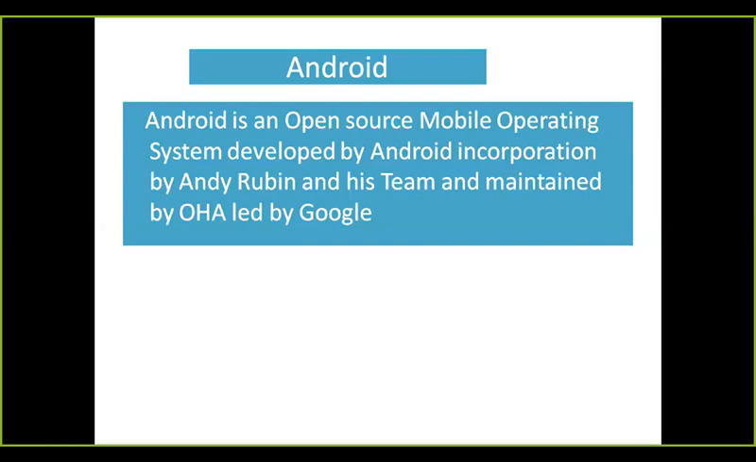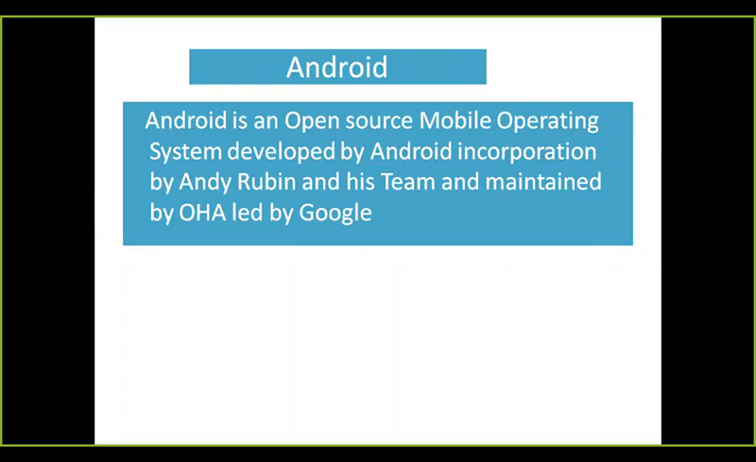What is OHA? The abbreviation for OHA is Open Handset Alliance. What is the main theme of OHA? To compete with our competitors. Who are our competitors? iPhone, BlackBerry, Windows, Bada. Except Android, all the others are our competitors, and we are going to compete with them. So to compete with them, we need one organization, that is OHA. In the OHA organization, we have more than 200 mobile manufacturing companies. Whichever companies are using the Android mobile operating system are all in OHA.